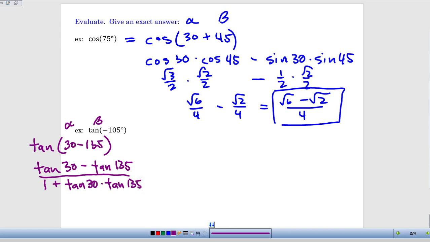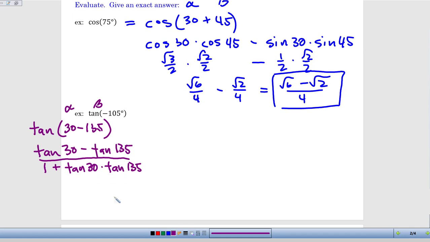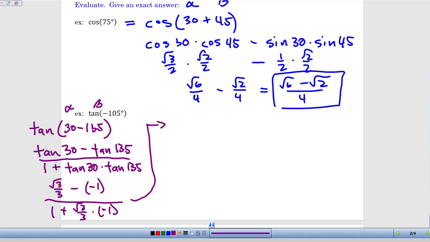And so again, these are unit circle angles, so we can use our unit circle to find what these various tangent ratios are. So tangent of 30 is root 3 over 3 minus the tangent of 135, so that's in the second quadrant, so that's going to be negative 1, over 1 plus, and now it's the same values, tangent of 30 is root 3 over 3 times tangent of 135 is negative 1. And so we do have a lot of simplifying that we have to get through.